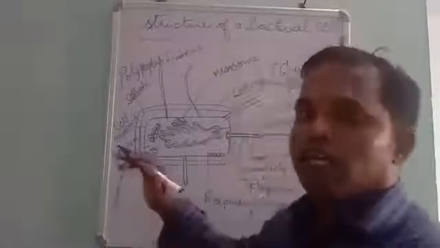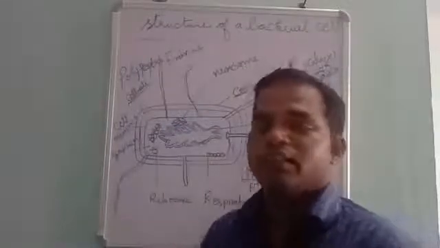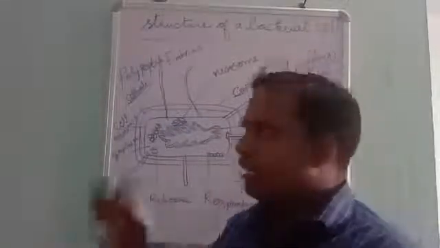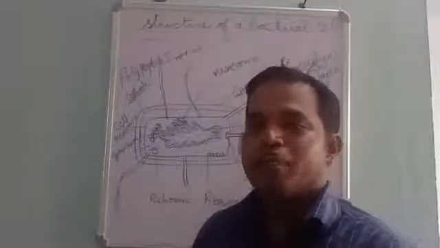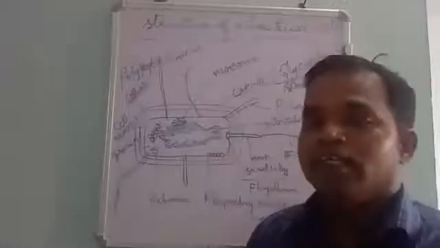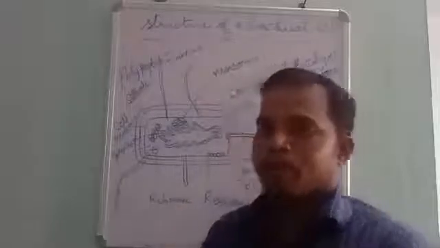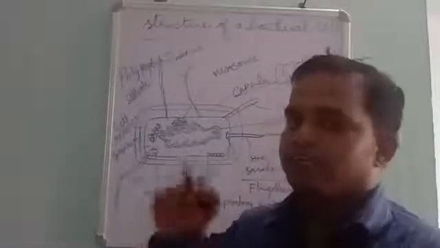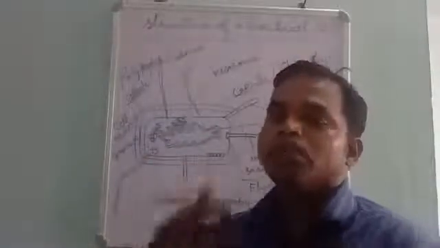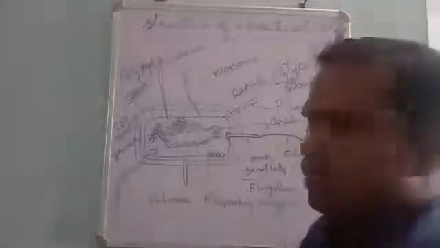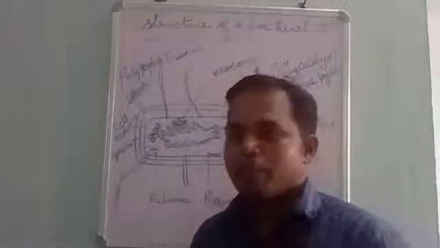But if the cell wall is made up of only a few peptidoglycan layers, then it forms a thin layer, and that defines the gram-negative bacteria. That is why it is very thin. So based on the cell wall and their response to the gram staining procedure, bacteria are classified as gram-positive and gram-negative bacteria.